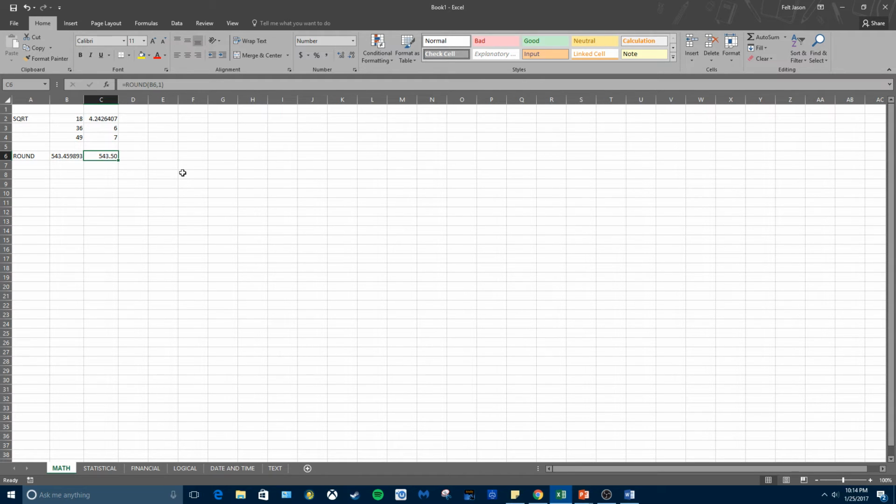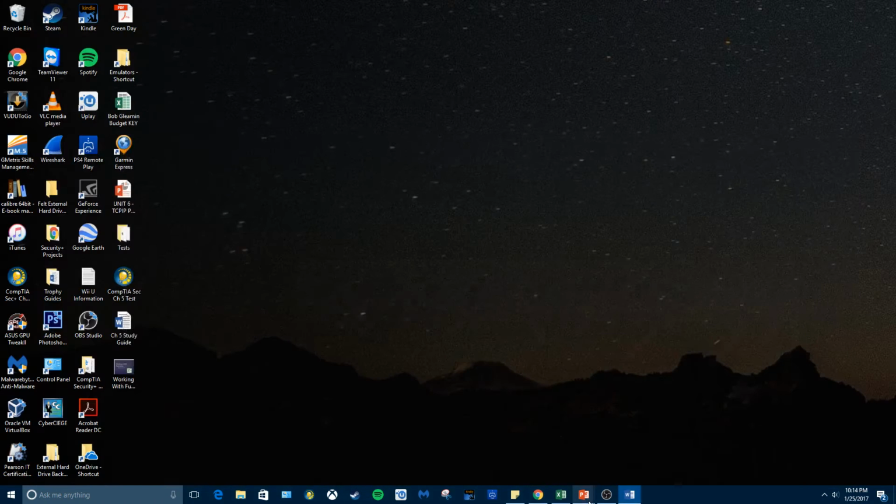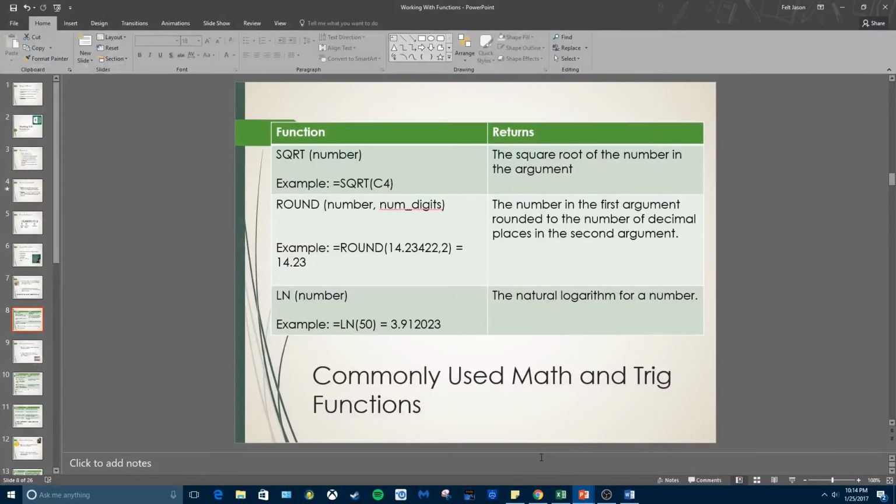Okay, so you round differently depending on what you're using it for. If you're in science, you round differently than you do in math. It just really depends. Logarithmic, okay, if you want to find a logarithm, you can do that with the ln function. Okay. All right, but I don't want to get too complicated here.